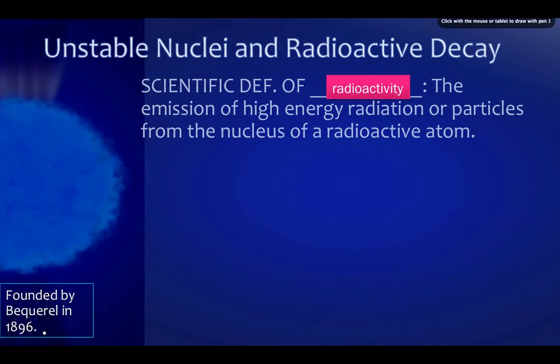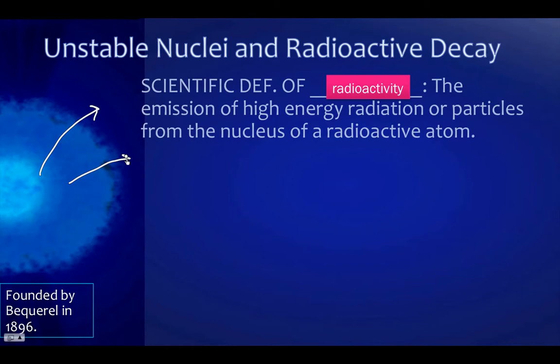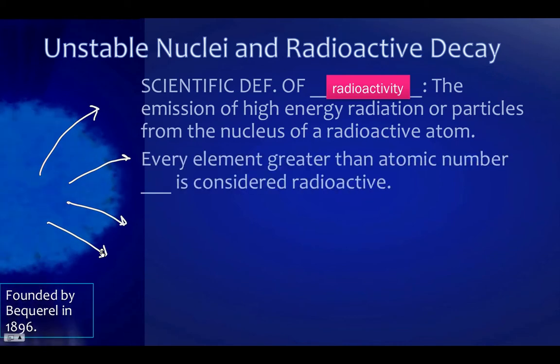So what that means is that in this atom over here, if this is the nucleus, what we'll see are particles and radiation, basically energy slipping out at a constant rate. That's radioactivity. Every element greater than atomic number 83 is considered radioactive. So if you go to the periodic table and you find the high numbered elements, there's a good chance that they are going to be radioactive.